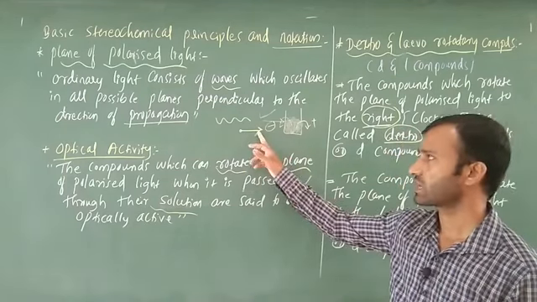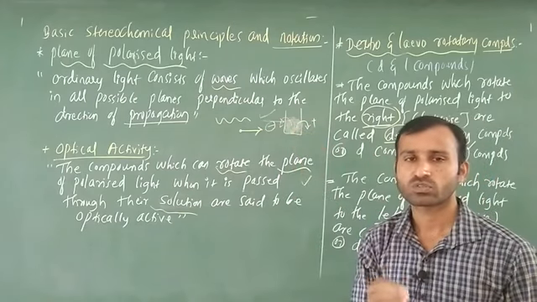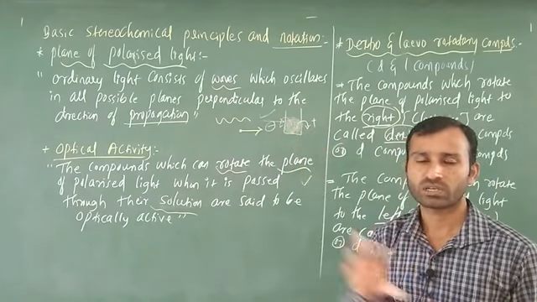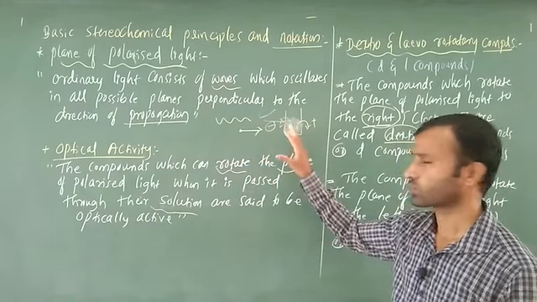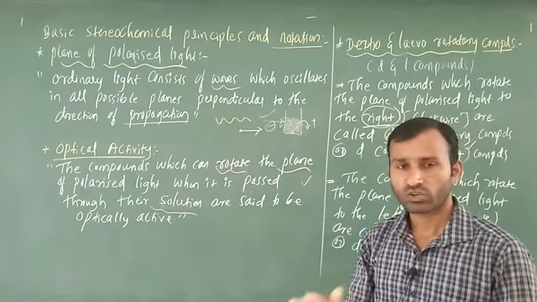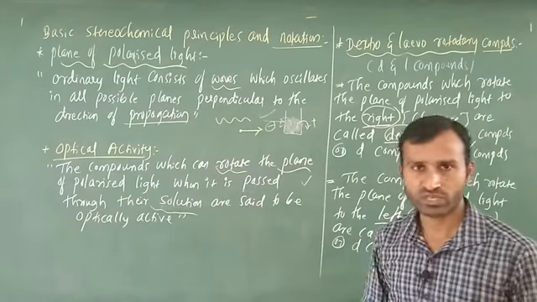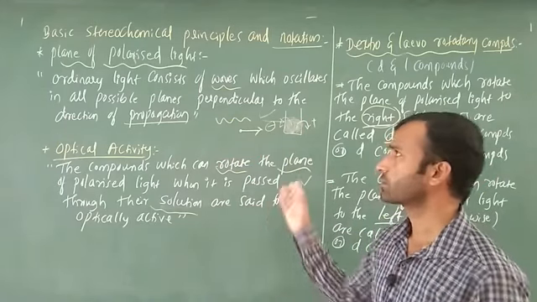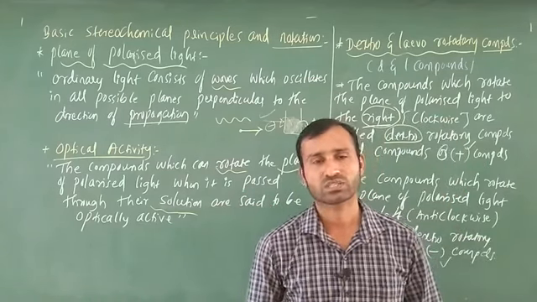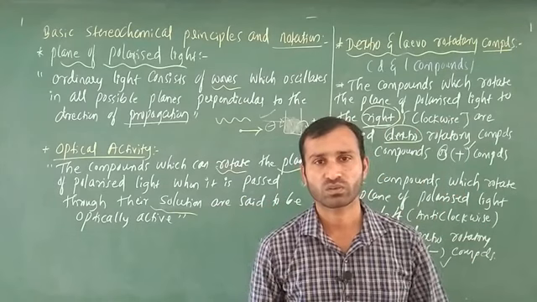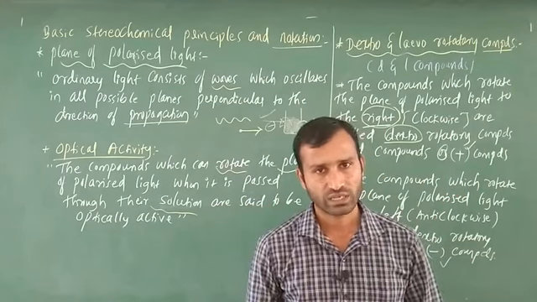Plane of the polarized light means you have to consider that light has a dual property. In this case, they consider waves, and when the light is passed through a solution, it starts rotating in all possible ways, oscillation. Up to this point, plane polarized light, optical activity, and dextro and levorotatory are completed. The next important point is optical isomerism, racemic mixture, and symmetric molecules, which we will study later. Thank you.